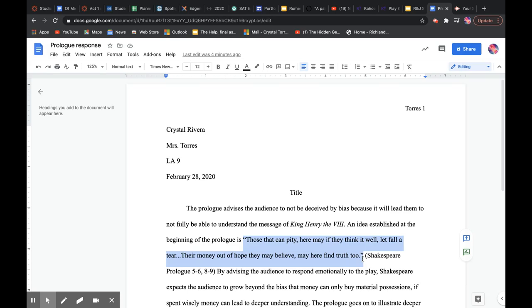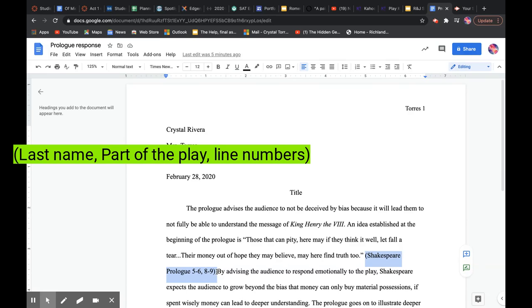The very last thing I need to do is put end quotations and then do an in-text citation. The in-text citation here is the author's last name, and then we have where it is from in the play and the line numbers. Remember, usually if it's not the prologue, you need the act and the scene. If it's not a play at all, it's usually just the author's last name and the page number. But for this example, we're doing a play, so we need the author's last name, where it's from in the play, and the line numbers. So I have Shakespeare, prologue, 5, 6, 8, 9.